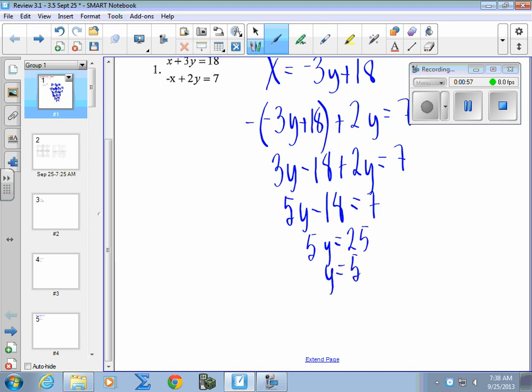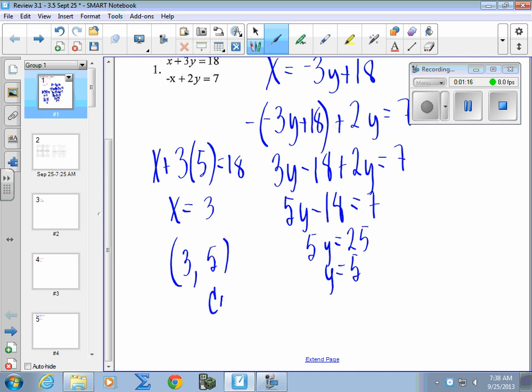We need to plug y back into one of the original equations. I'll just plug it in the top equation and get x is equal to 3. So the ordered pair is 3 and 5. It is consistent and independent.